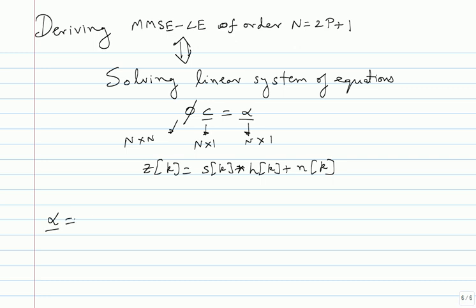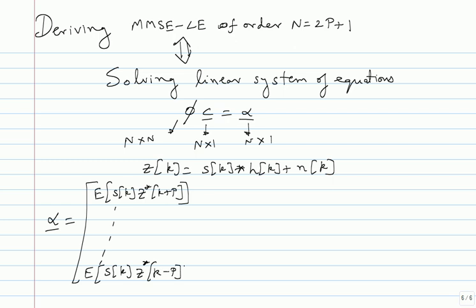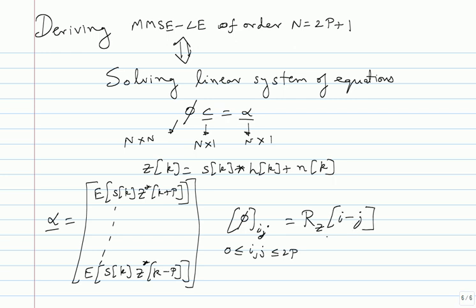In fact, alpha can be written precisely as the expected value of sk z star k plus p, so on down to the expected value of sk z star k minus p. This is what alpha becomes. And phi, the ijth term of phi, remember i and j run from 0 to 2p, becomes simply rz, the autocorrelation function of z evaluated at i minus j. So it's a simple linear equation solving problem.